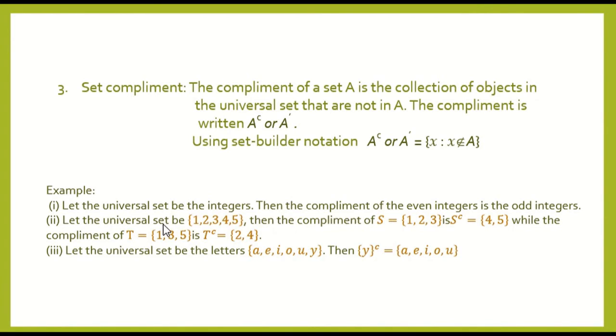Let the universal set be 1, 2, 3, 4, 5. Then the complement of S, which is equal to 1, 2, 3, is S complement, which is equal to 4, 5. While the complement of T, which is equal to 1, 3, 5, is T complement, which is equal to 2, 4.